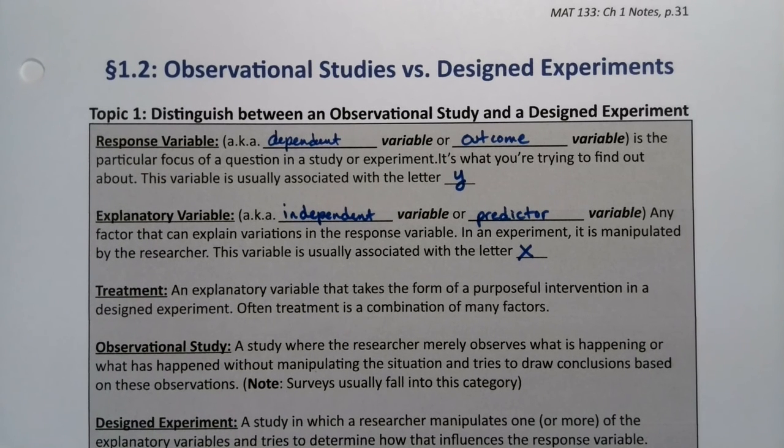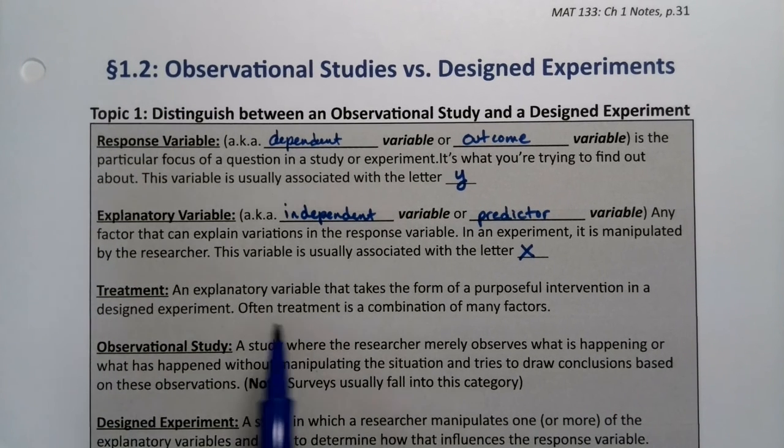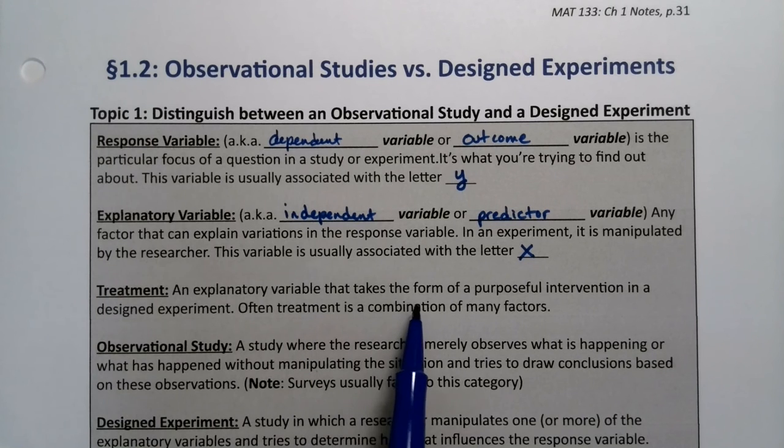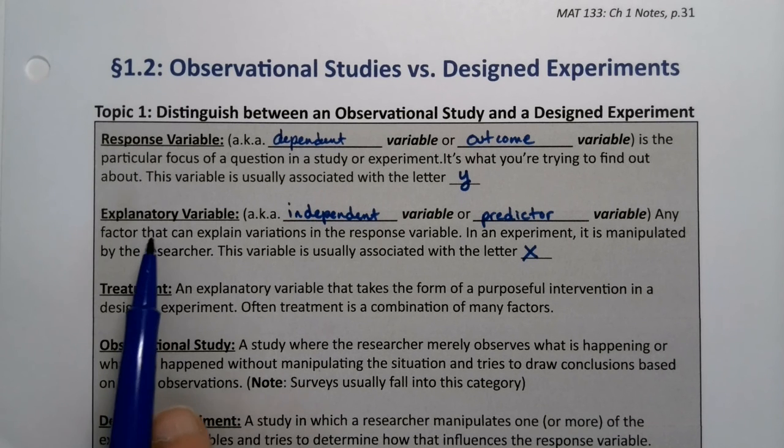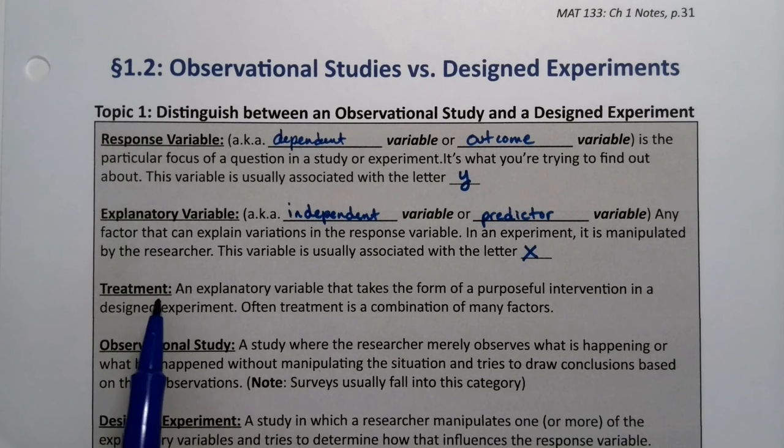Now, treatment is an explanatory variable that takes the form of purposeful interventions in a designed experiment. So when you're in a designed experiment, the treatments that you're giving to the subjects are your explanatory variables, right? So you can have many factors of that. You can try 3 different levels of the same treatment, or you can try a placebo and then this treatment and then another treatment. That's 3 factors.